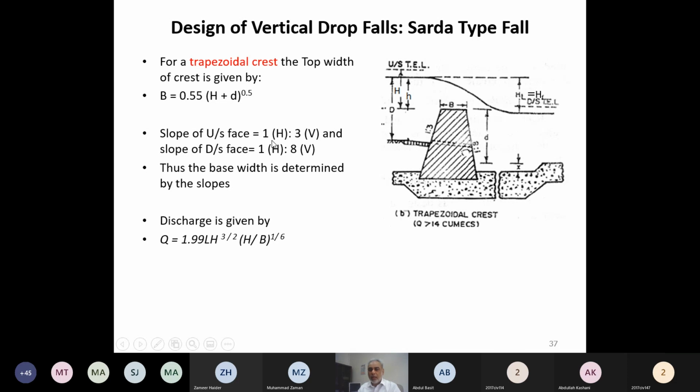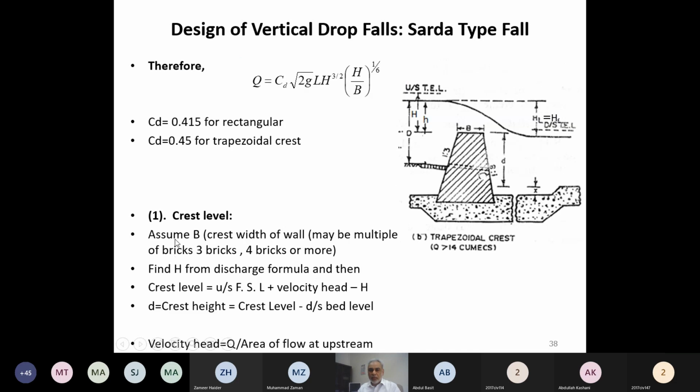So these slopes will help you decide the bottom width, while top width will be decided based upon formula 0.55 times (h plus d) power 0.5. So in this way, we decide the whole crest geometry. Crest geometry is decided. Coming to the point that we don't know initially D, we don't know initially H, how to deal with it, that is described over here.